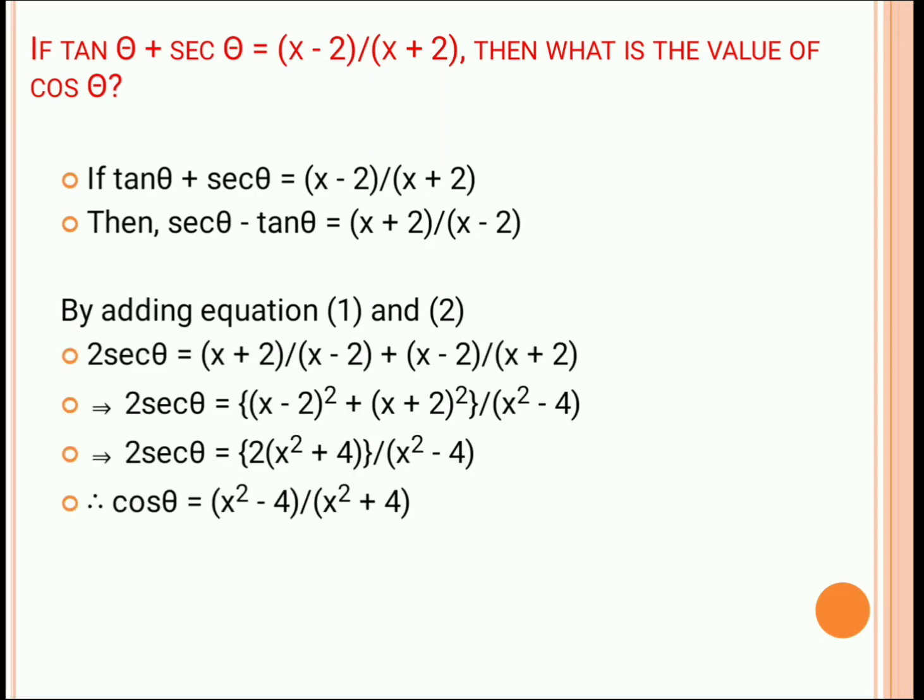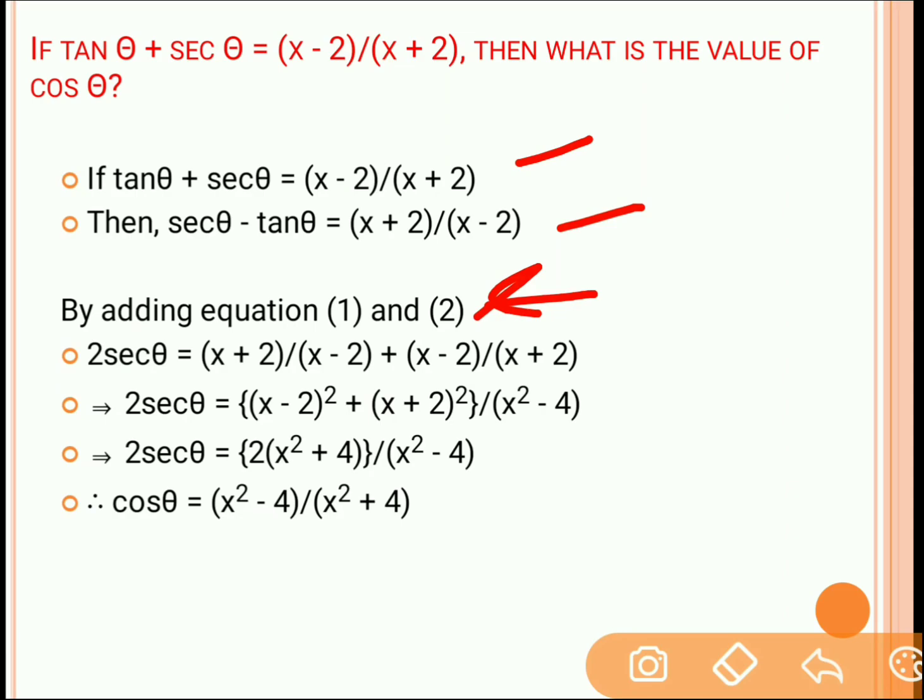Now we have two equations, equation 1 and equation 2. We can add those two equations and tan theta will get cancelled out and you will get 2 times sec theta, and the 2 times sec theta will be evaluated as 2 times x square plus 4 upon x square minus 4.